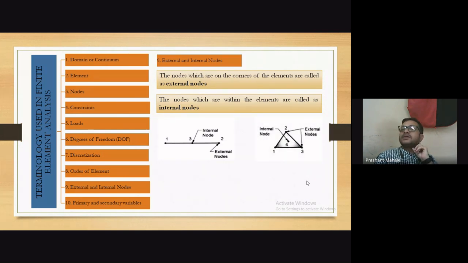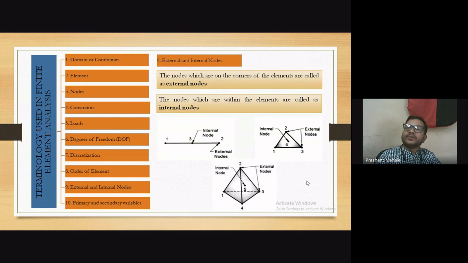Similarly, for the triangular case, the internal node is going to be 4, whereas 1, 2, 3 are going to be external nodes. In case of a pyramid or tetrahedron, you can see that 1, 2, 3, 4 are external nodes and 5 is the internal node. Okay.